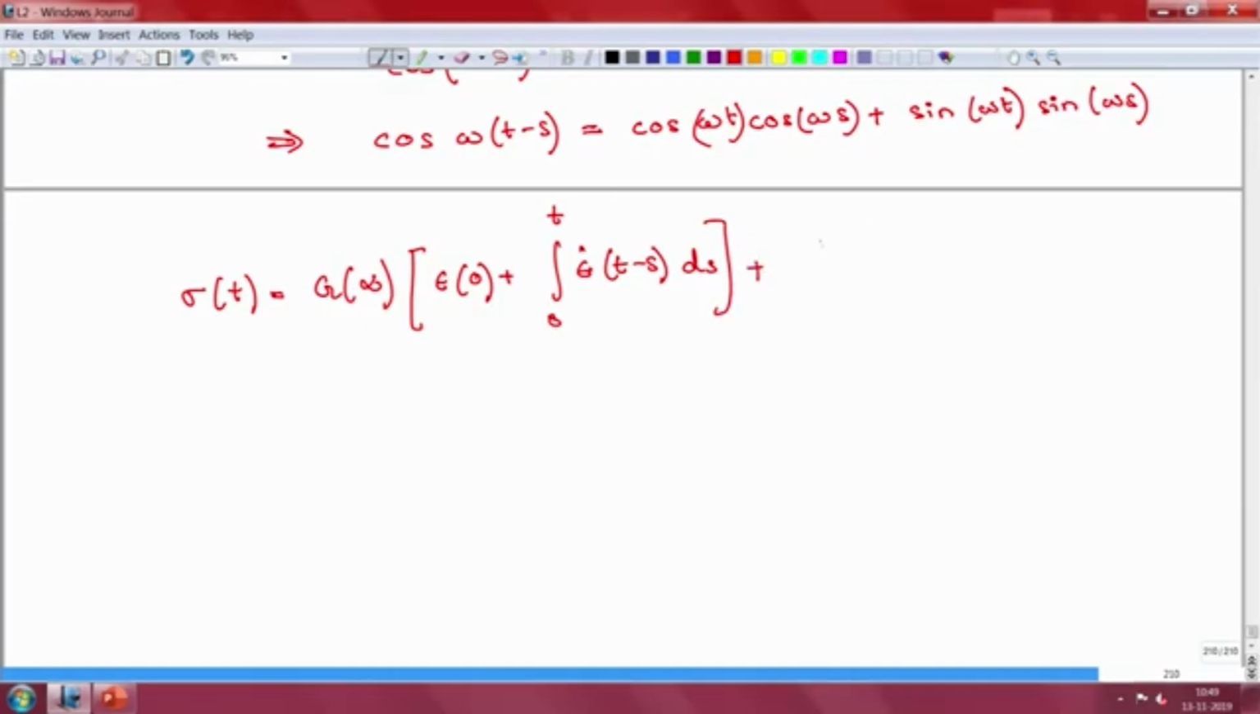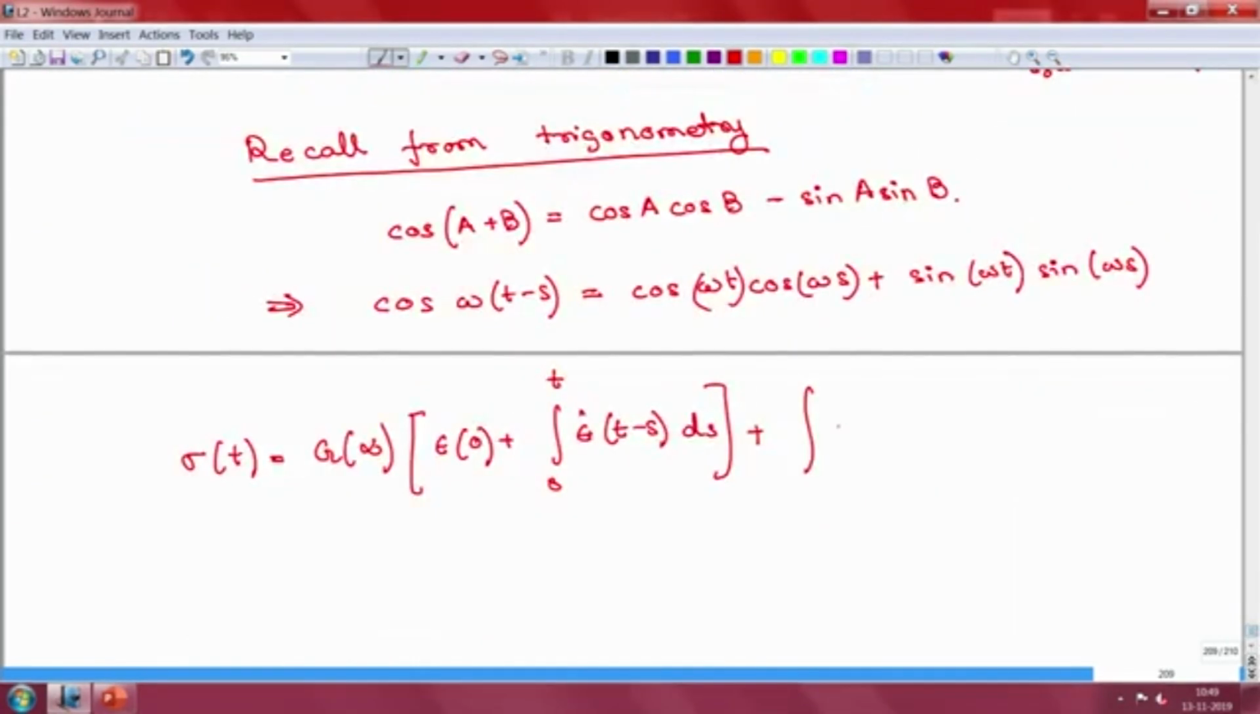Plus you have integral of delta g s multiplied by this cosine of omega t minus s ds, 0 to t. Now, there are a couple of things missing. There is going to be an epsilon naught. I am just going to erase this because I should have included that term earlier. Epsilon naught omega delta g s cosine of... sorry, there are so many terms.